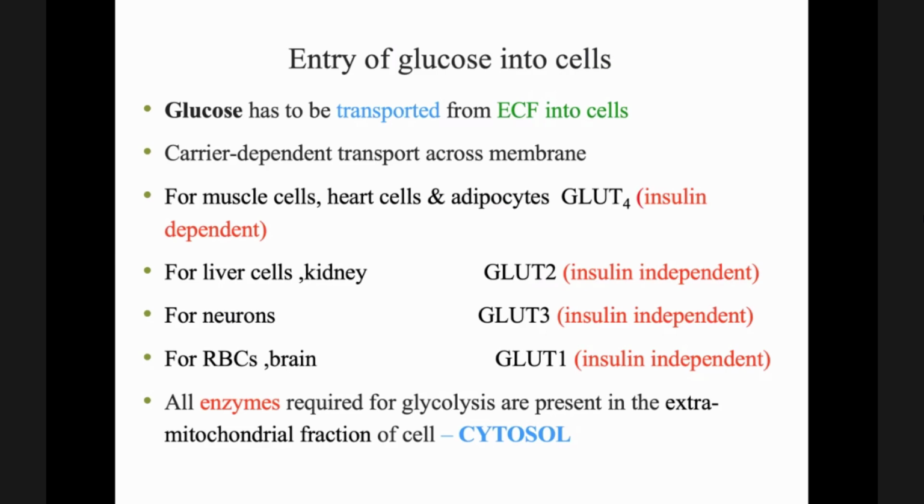All enzymes required for glycolysis are present in the extramitochondrial fraction of the cells. Why? Because glycolysis takes place in the cytosol. So all the enzymes are present in the cytosol.